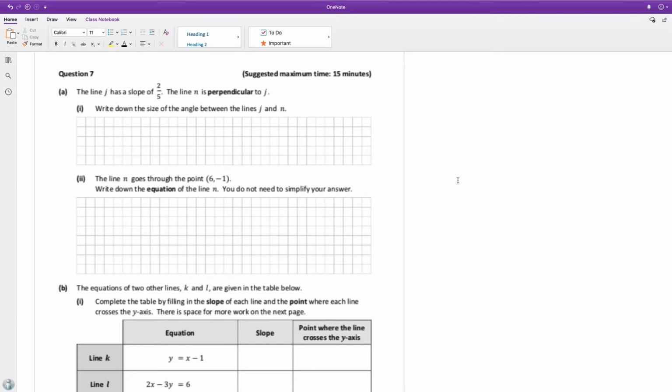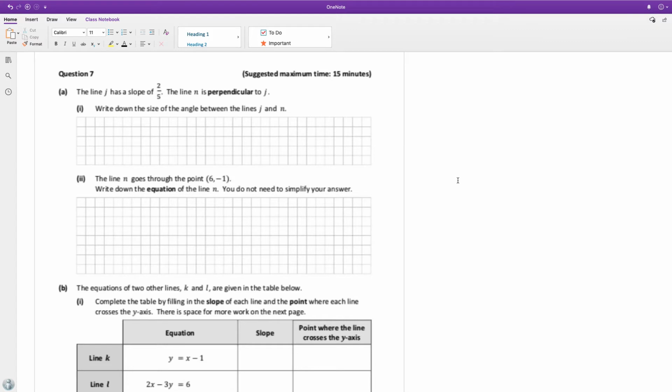Perpendicular. Right. Do you remember anything about perpendicular slopes? If the slope is perpendicular, all you have to do to get it is flip it and change the sign. So, what's the slope of N going to be? Minus 5 over 2. Perfect. That is a perpendicular slope. To get a perpendicular slope, all you do is flip it and change the sign.